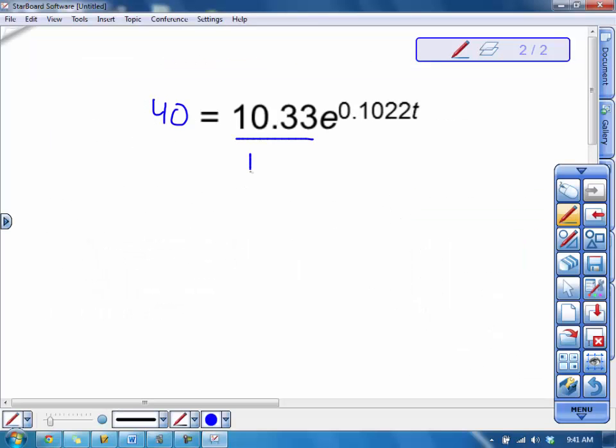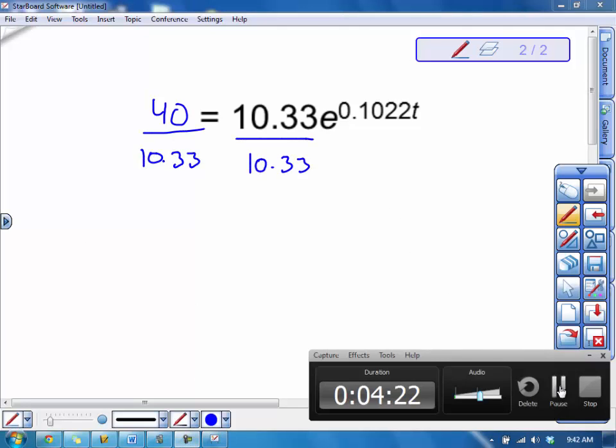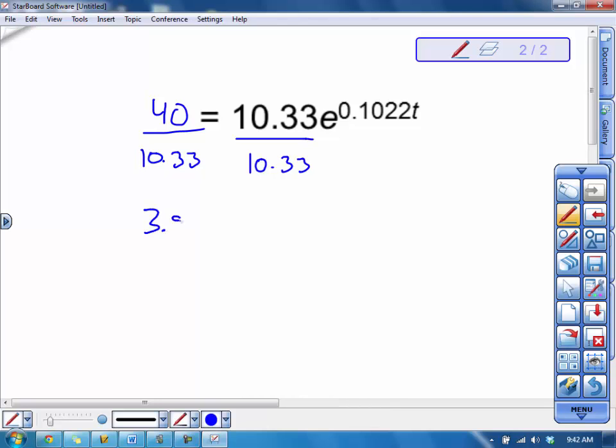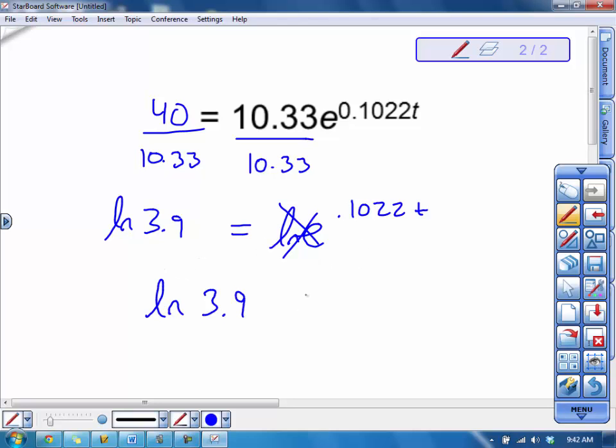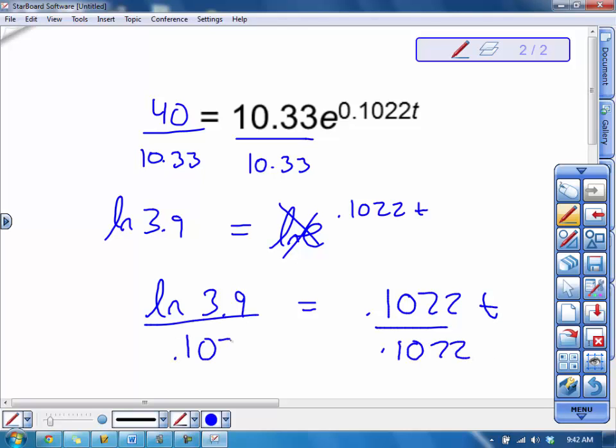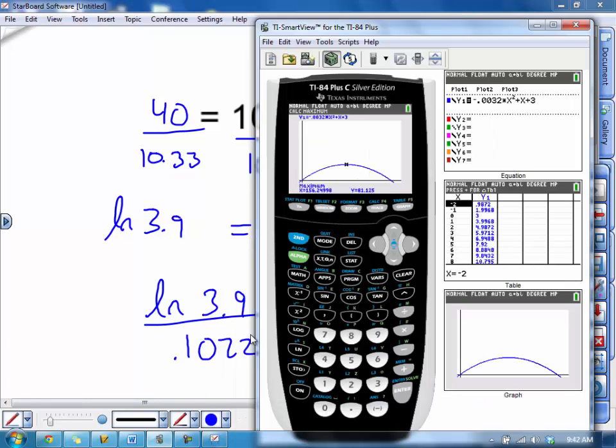To solve this for t, first I'm going to divide by 10.33 on both sides. That gives me about 3.9, and that equals e to the 0.1022t. Now I'll take the natural log of both sides, because that'll get rid of this. I can bring the exponent down. So I'll have the natural log of 3.9, I don't have that rounded in my calculator yet, equals 0.1022t. And I'll divide both sides by this 0.1022. And that gives me, actually I'll just pull up the calculator and show you.